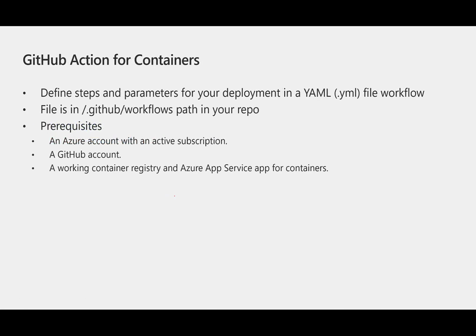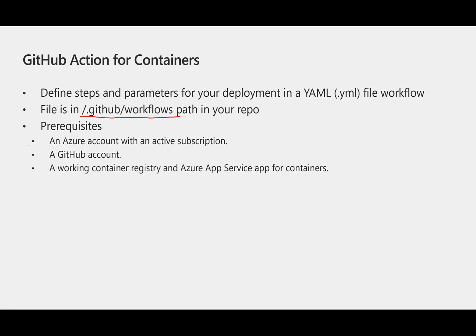So let's see how you can set up GitHub Actions so that you can deploy these containers. Now for this, you need to first define your steps and parameters in a YAML workflow file. Your workflow file will be available in the .github/workflows folder path in your repo, like the other one that we saw earlier. So that's where your YAML workflow file is going to be.